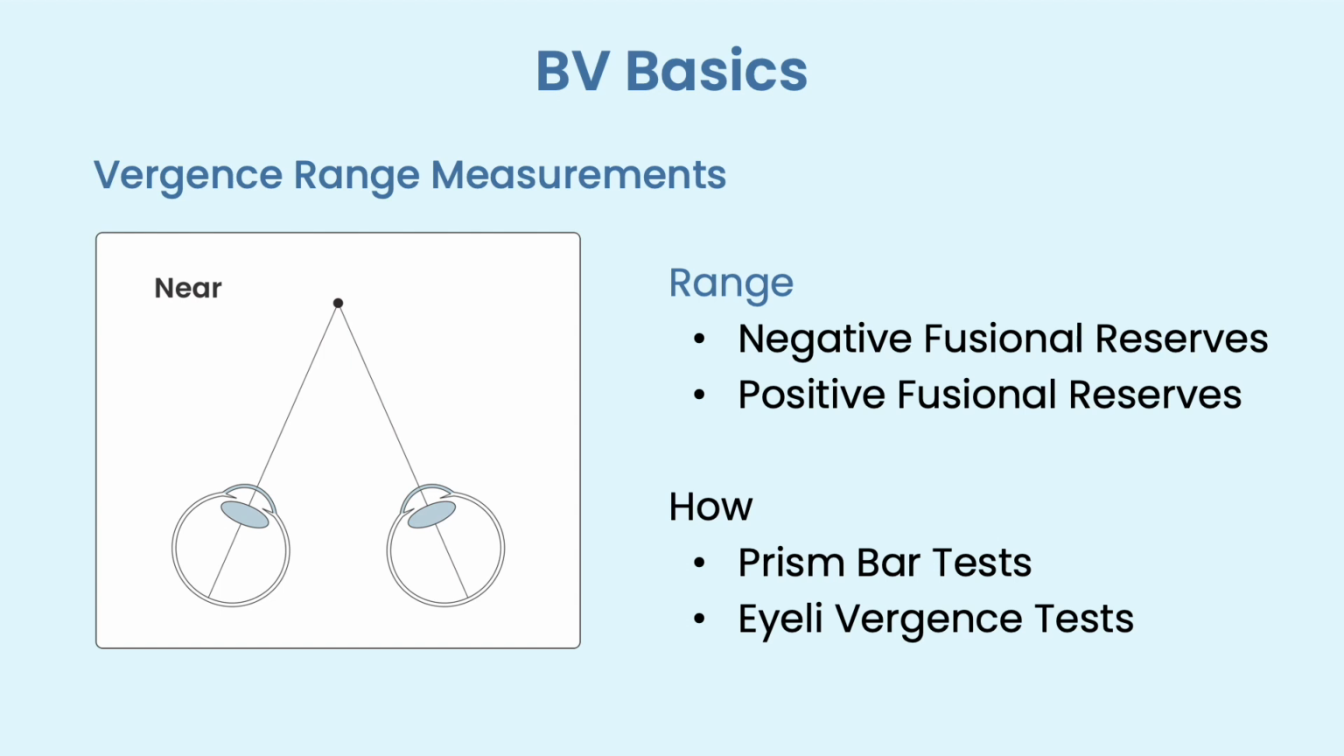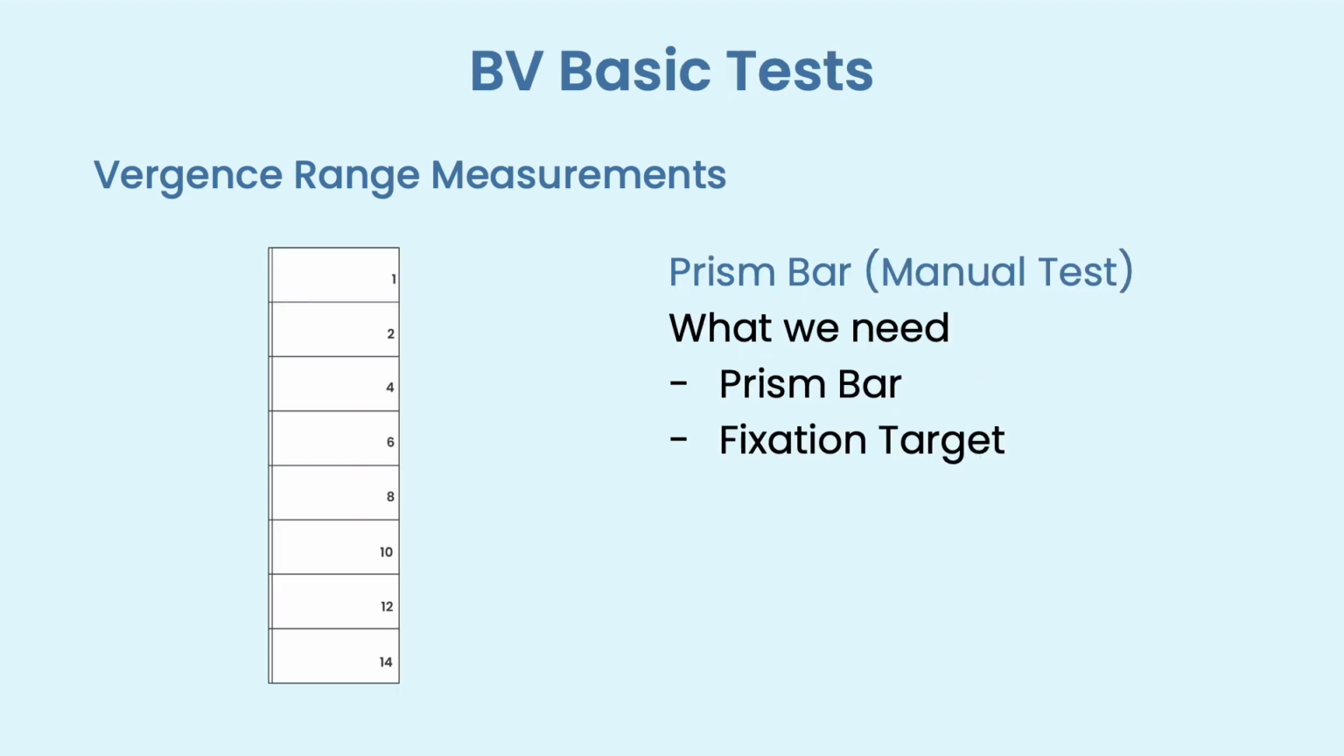To assess the Vergence range, we first measure the negative fusional reserves or divergence, and then the positive fusional reserves or convergence. And we can do this by either measuring it manually with a Prism bar or doing the Eyeli Vergence tests. If we do the Prism bar test, we will need a Prism bar and a fixation target. Again, this could be anything interesting for the patient to look at 40 centimeters.